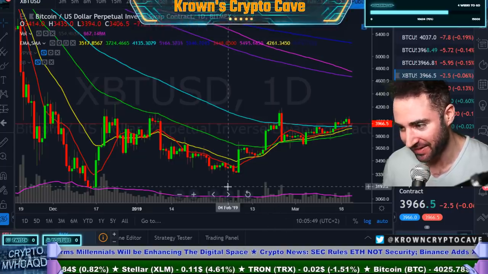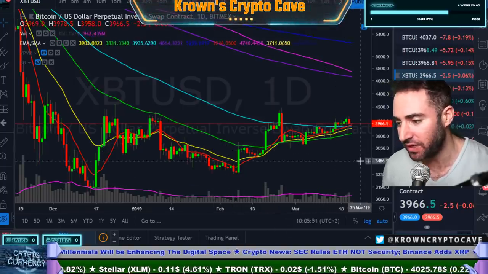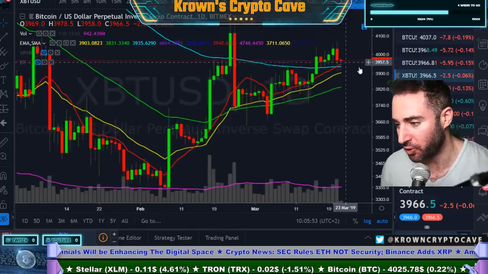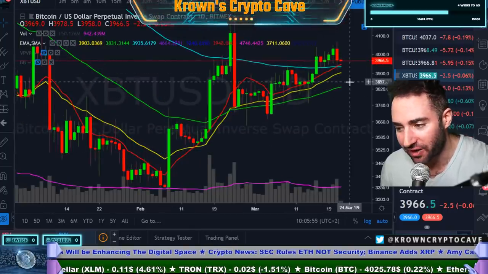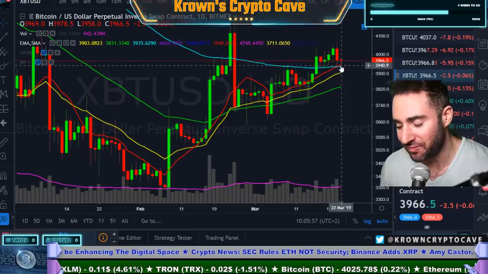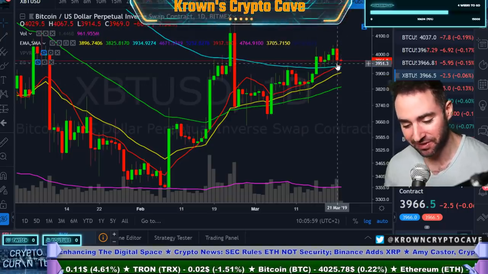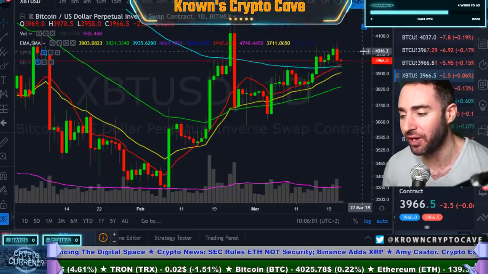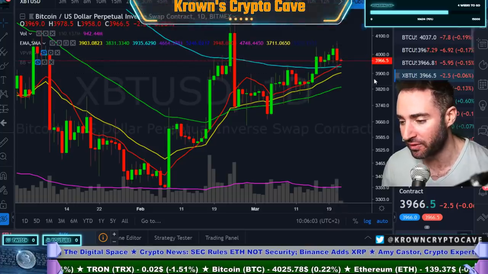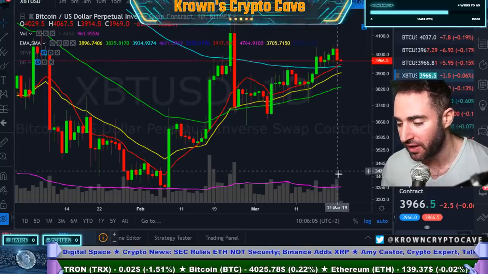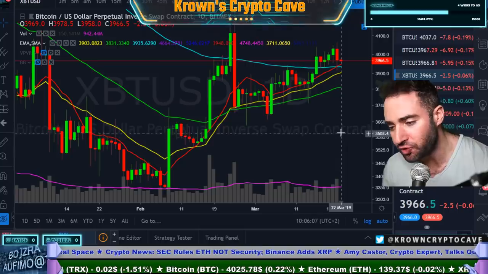But right here, right now, you do see Bitcoin fully confirming that red daily candle as a bearish engulfing candle. However, we are still above all of these major moving averages, which to me presents a bit of a dilemma, because yes, we have seen a bear attack. Yes, we have seen a rather massive bearish engulfing candle. Volume is not too crazy on it.